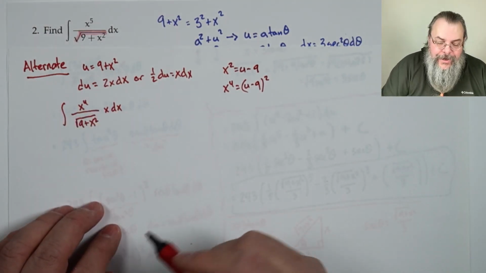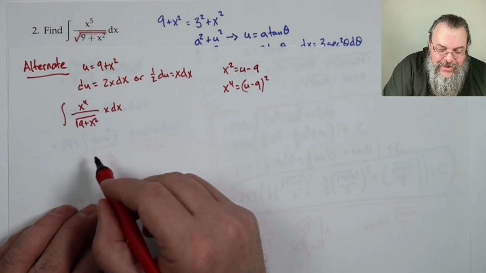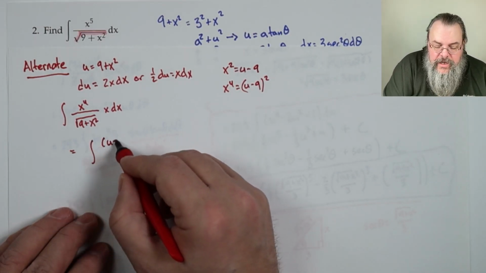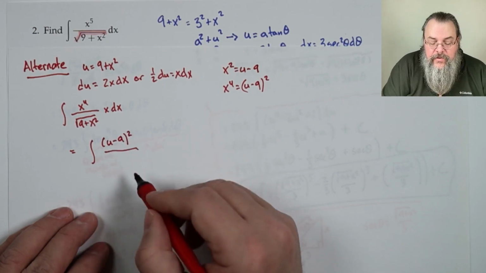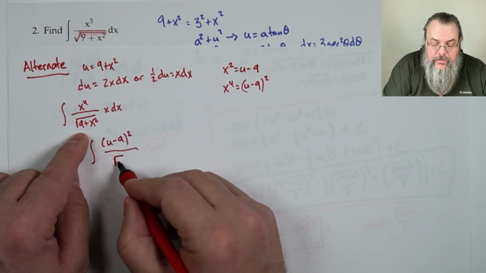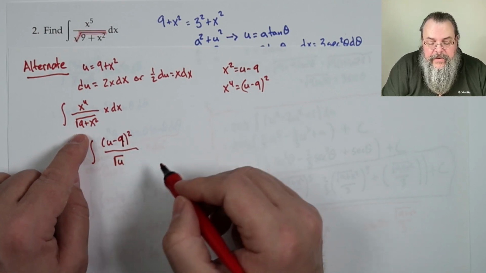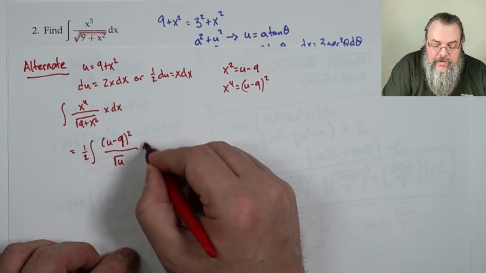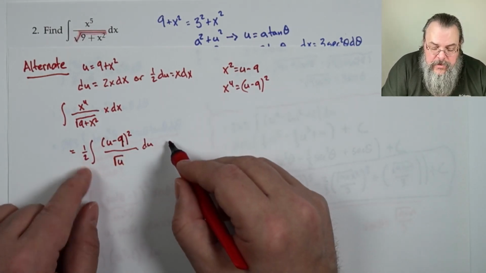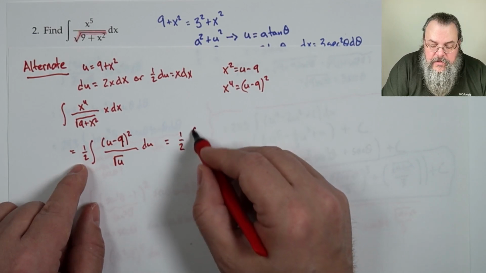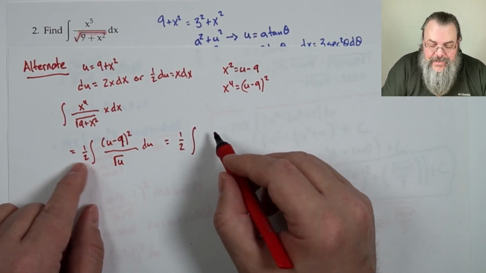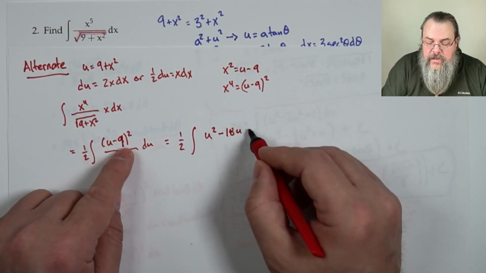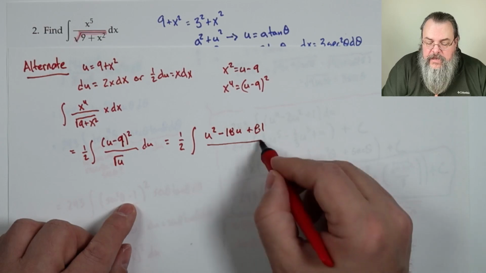Oh, okay, interesting. So that says we can update everything. So this becomes the integral of u minus 9 quantity squared. Square root of 9 plus x squared becomes square root of u. I should make my 9s look more like 9s and not like a's. And the x dx became a 1/2 du. And now, if we start playing with this, in other words, doing algebra, upstairs we'd have u squared minus 18u plus 81 divided by square root of u.